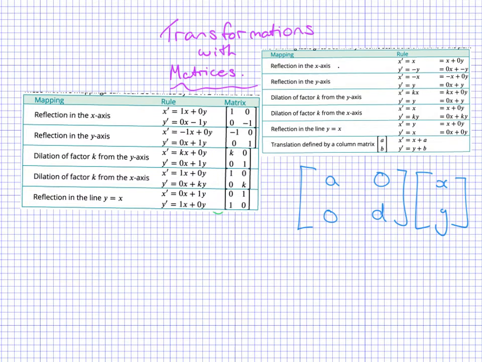Don't worry about that. So reflection, we notice that the reflection across the x-axis, looking over here, the y value had to change, so the negative is in the bottom because that's where the y value is being affected.